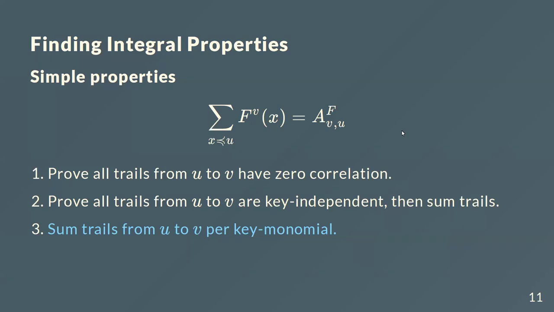But a third thing that the key addition suggests is that we can sort our trails per correlation or per key monomial, and then sum over these. If you have an odd number of trails with the same key dependent correlation, then you know for sure that your property will be key dependent, and it's kind of useless. So that's for the simple properties.